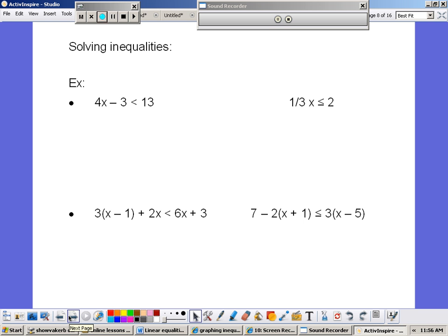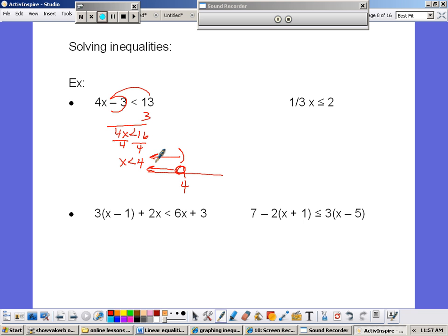Okay, solving inequalities. To solve inequalities, we're going to do the exact same thing. We're going to distribute, lose the fraction, combine like terms, bring variable to one side, and solve. So I'm going to pick up the 3 and move it over. I'm going to get 4x is less than 16. I'm going to divide by 4. x is less than 4. So if I need to graph this on a number line, I would go to 4, put an open dot because it's not equal to, and point to the left. I could also graph it with a parenthesis pointing to the left.